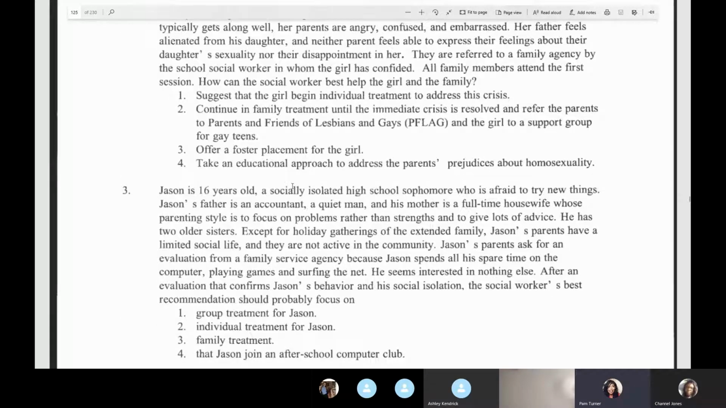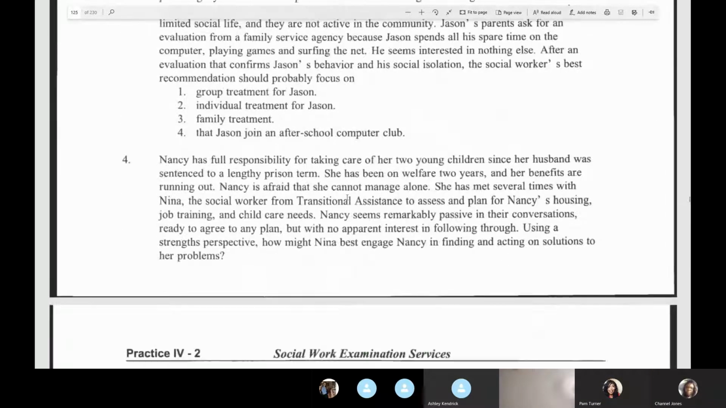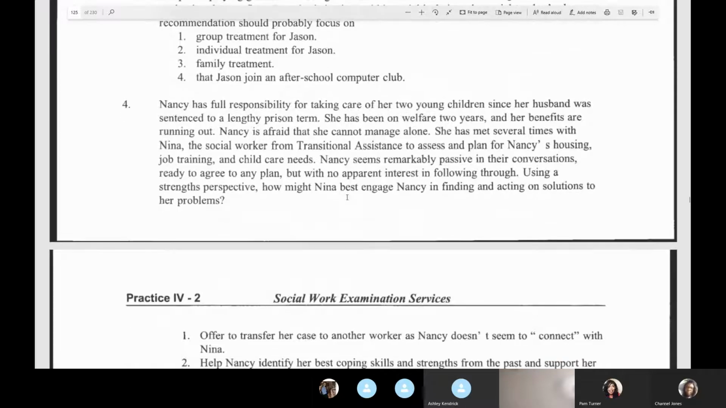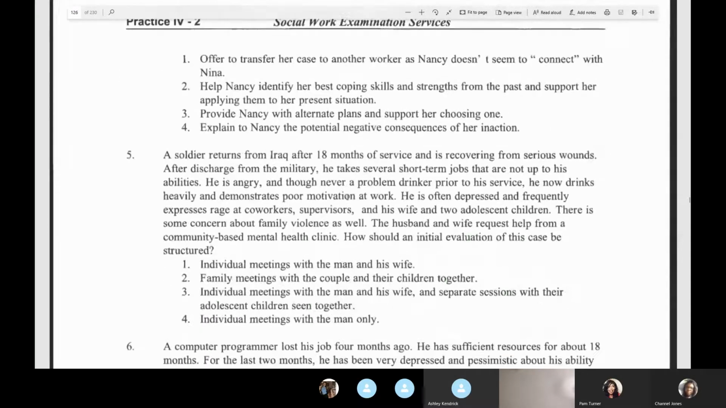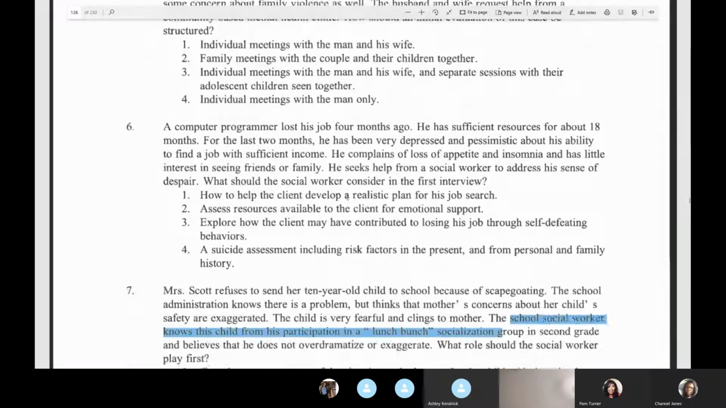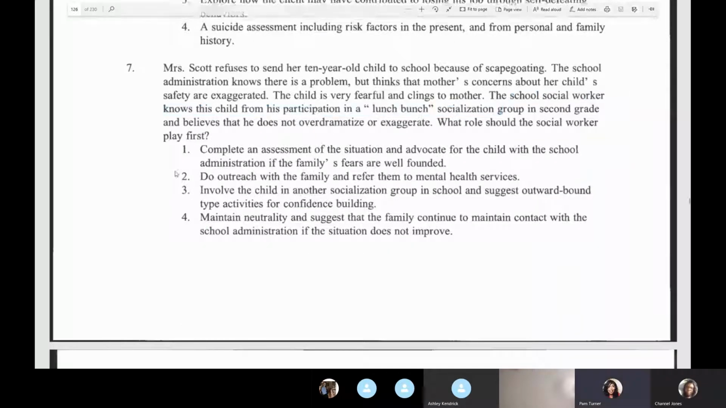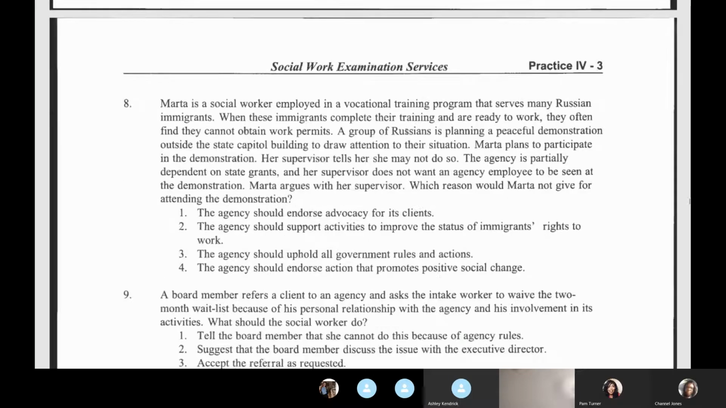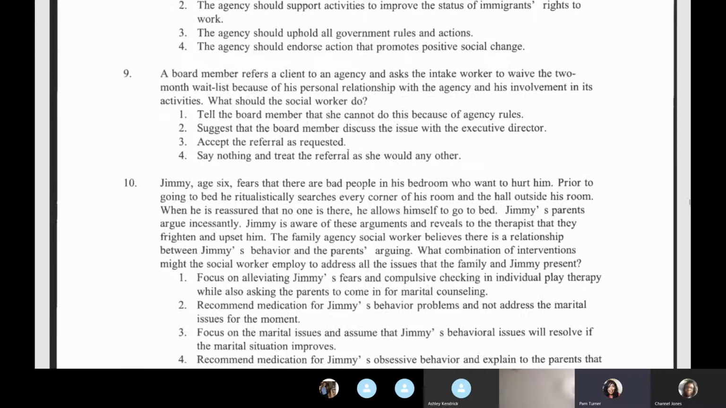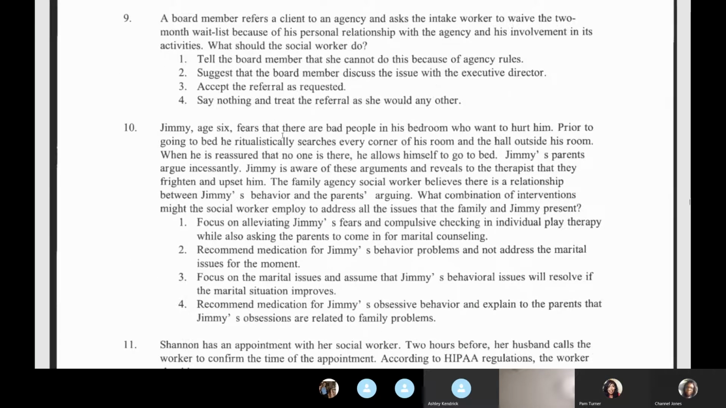Okay, let's see here. Let's go to number... If you see one that you're dying to answer, just let me know. Okay. Number 8, Marta is a social worker employed at a vocational training program that serves many Russian immigrants. When those immigrants complete, we did that one, didn't we? Sorry.